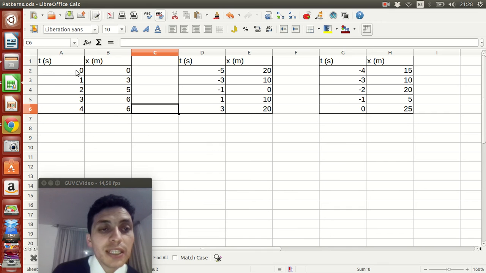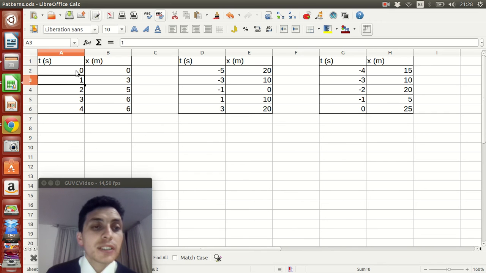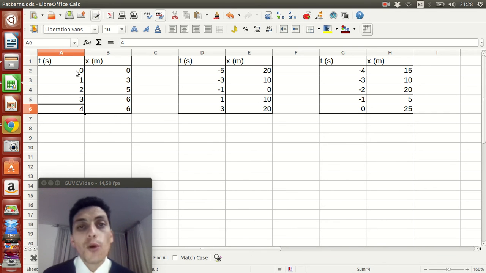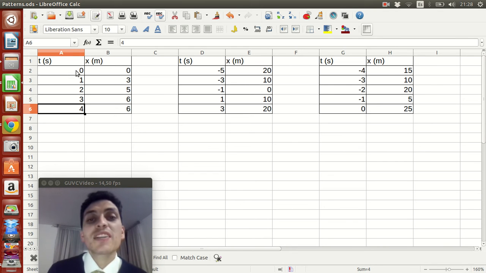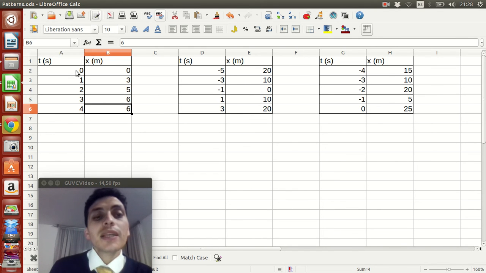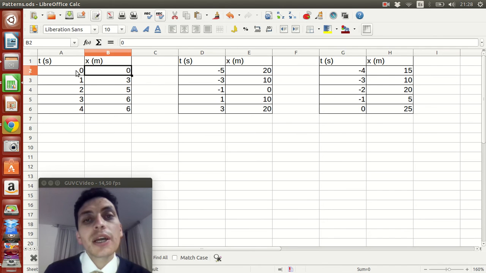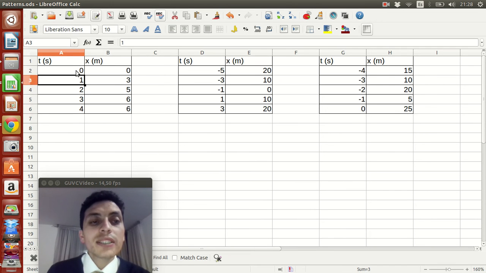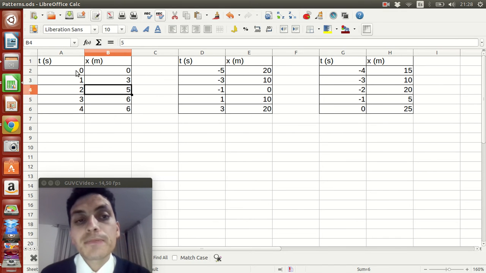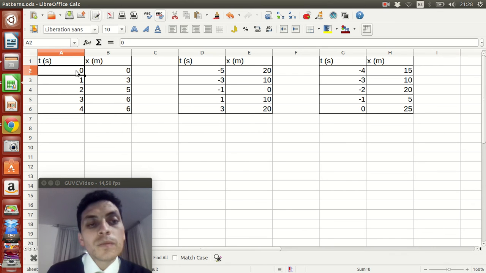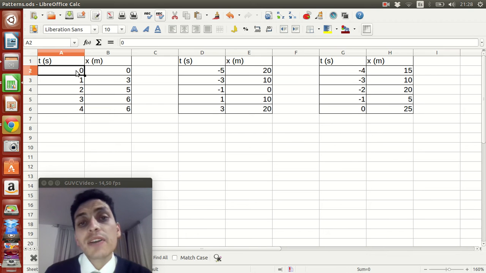So we can see the domain, the inputs are 0, 1, 2, 3, and 4. These are the elements of the domain. And the elements of the range are 0, 3, 5, 6, and 6. One element of the domain is telling you one element of the range, so it's a function. And now we can check if it's a linear pattern or not.